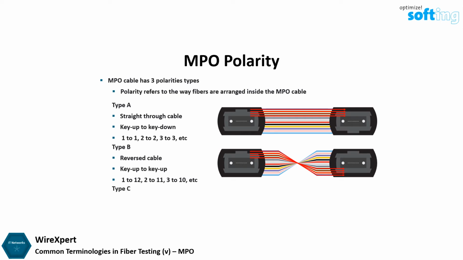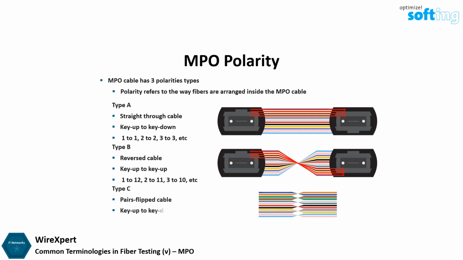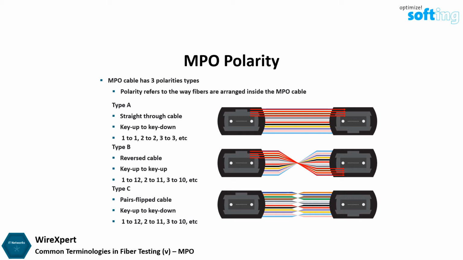Type C, or the pairs flipped cable, has a key up on one end and key down on the other. Adjacent pairs of fibers at one end are flipped at the other. This will result in fiber at position 1 arriving at position 2, position 2 arriving at position 1, position 3 arriving at position 4, position 4 arriving at position 3, and so on, at the other end.